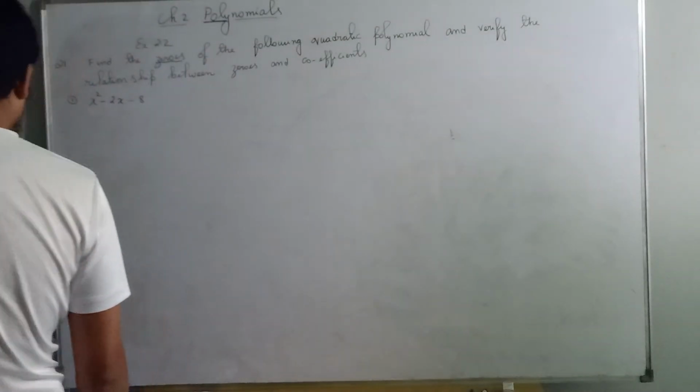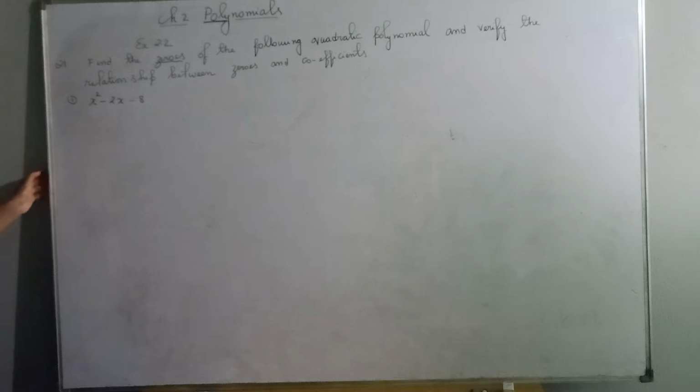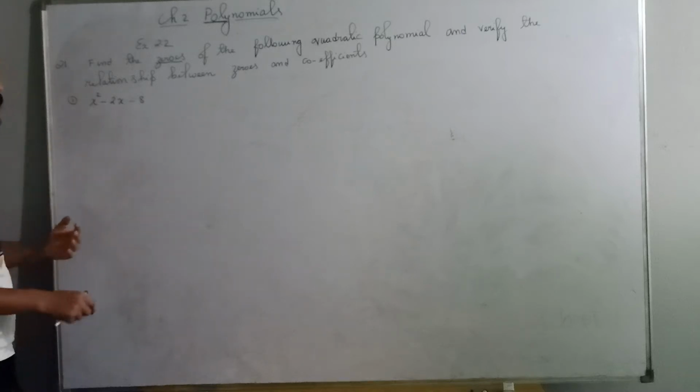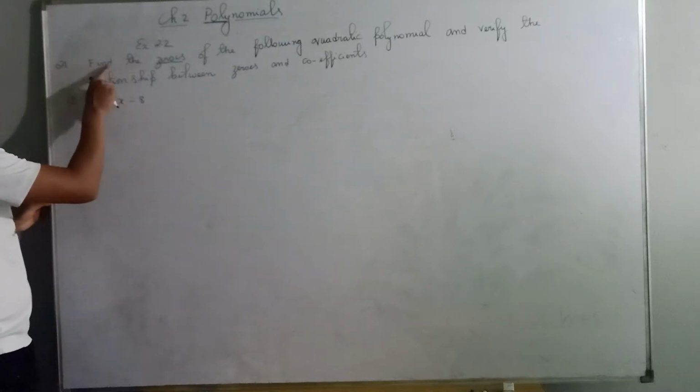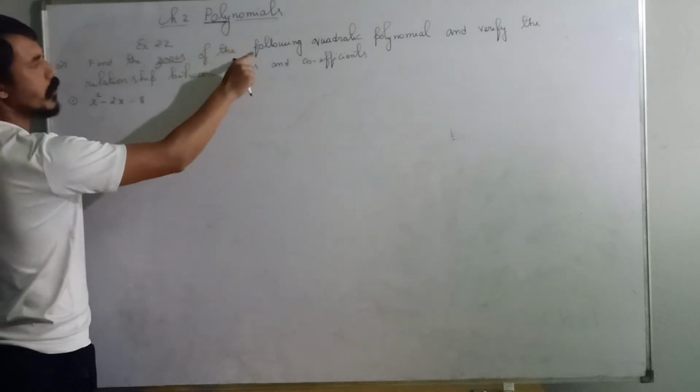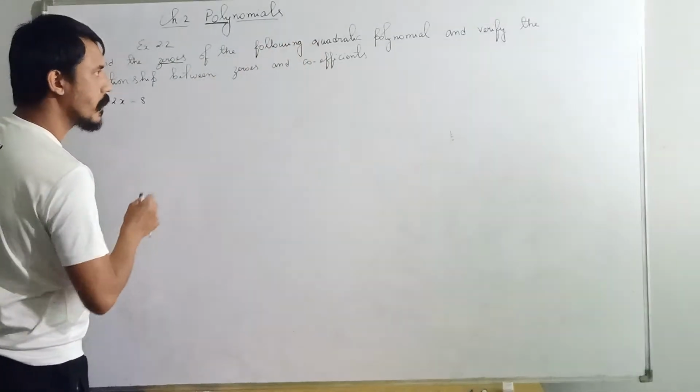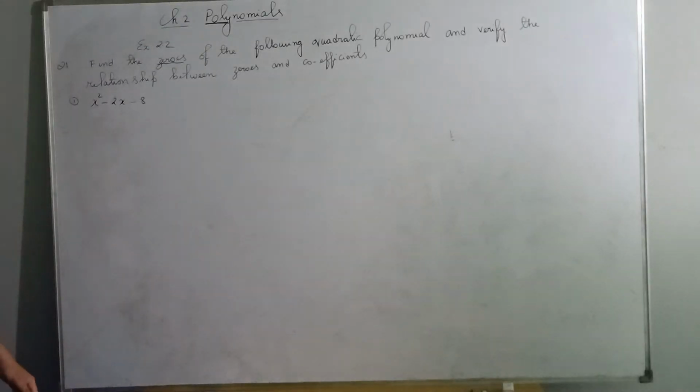Hello everyone, welcome back. In this video, I'm going to discuss exercise 2.2, question number 1. So let's see how this is being done. Find the zeros of the following quadratic polynomial and verify the relationship between zeros and coefficients.